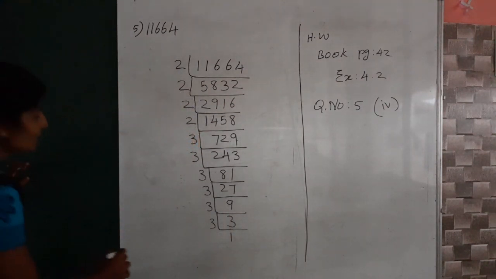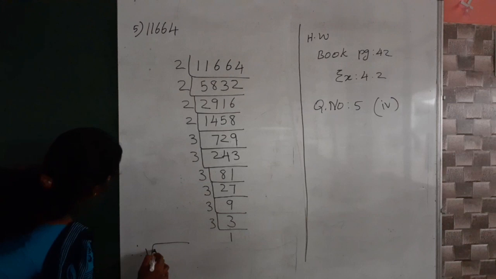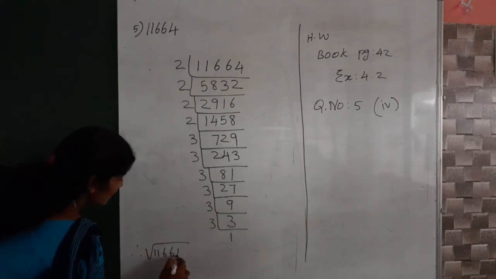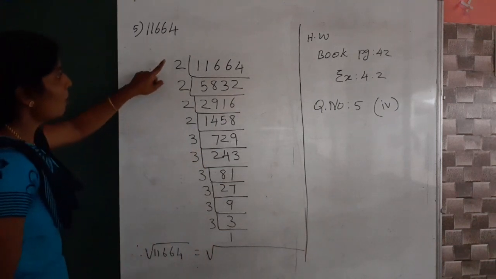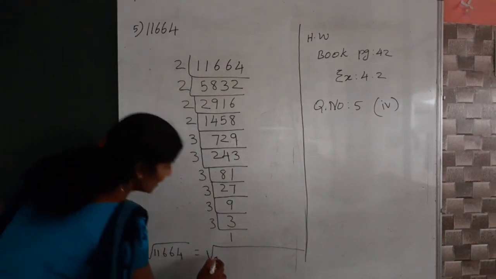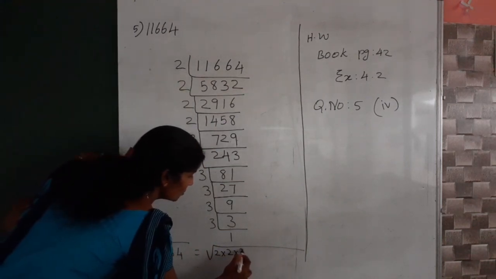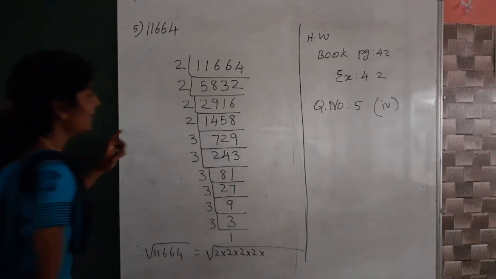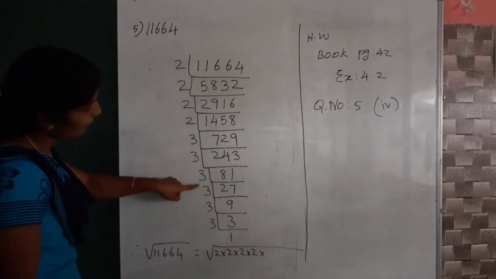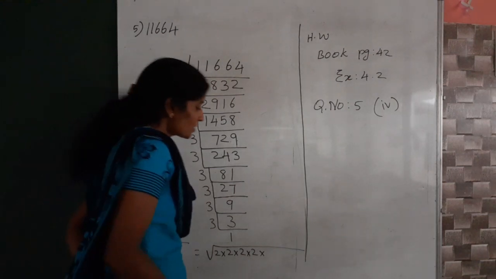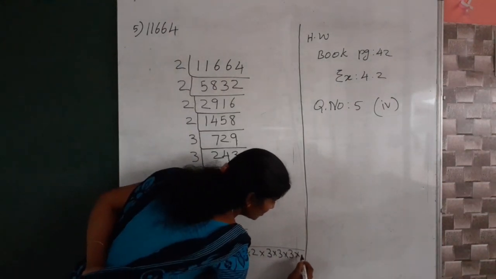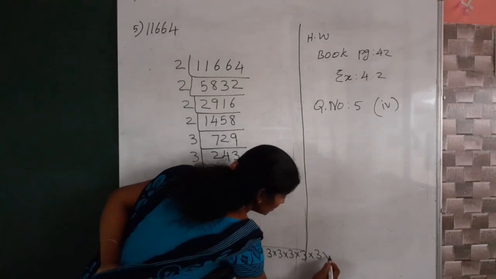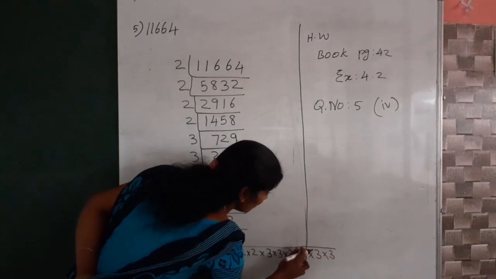Now we can write therefore square root of 11,664 is equal to square root of how many times 2? 1, 2, 3, 4 times, isn't it? 2 into 2 into 2 into 2. Then how many times 3? 1, 2, 3, 4, 5, 6 times, isn't it? So we can write 3 into 3 into 3 into 3 into 3 into 3. Okay. Inside the square.